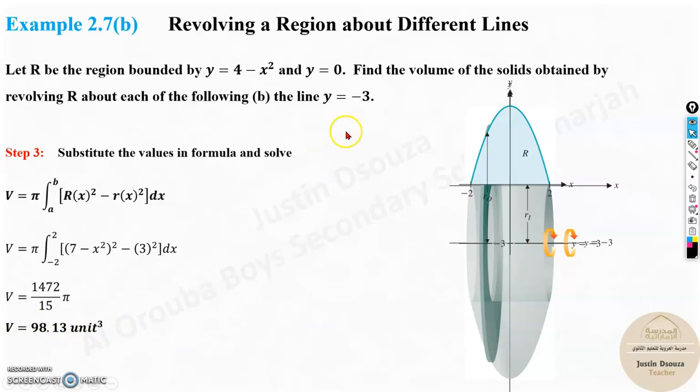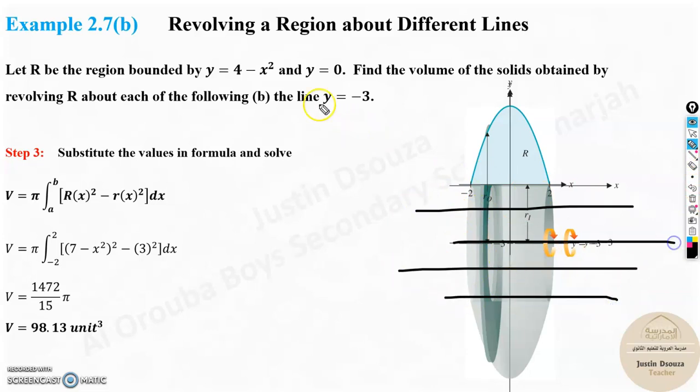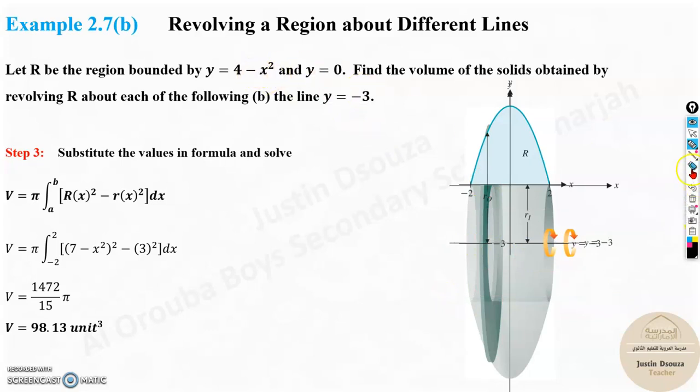So this is very crucial to know which line or which axis you are revolving about. If it is along the y-axis, you must get all the terms in terms of y. So x is equal to everything in terms of y. Whereas if it's along the x-axis or any horizontal line like this, then you have to get everything in terms of x. The derivative will be with respect to x.